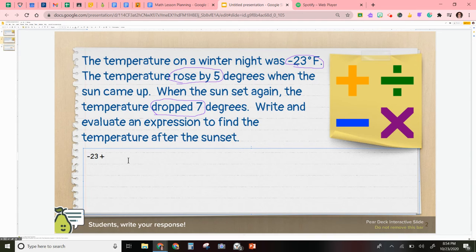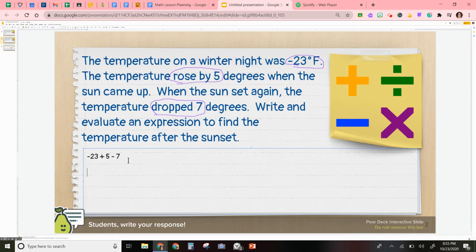And then when the sun set again, the temperature dropped 7 degrees. I know that dropped means goes down. So that means that it went down 7 degrees. Whoops, I forgot to put the 5 in. We add 5, and then we drop 7 degrees. Okay, so that's our problem.